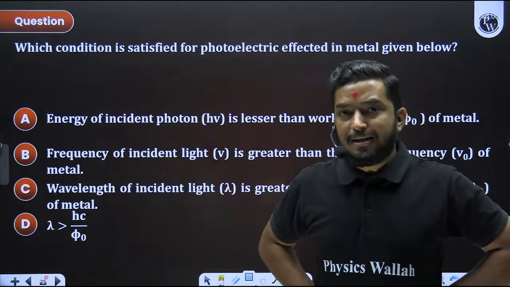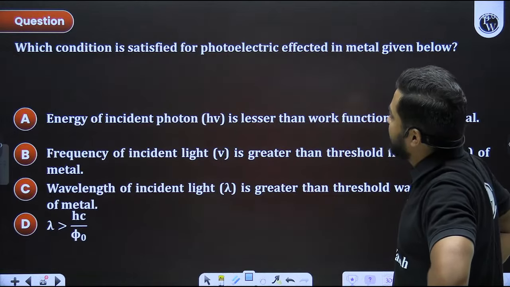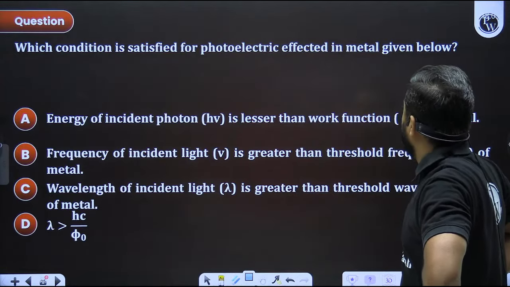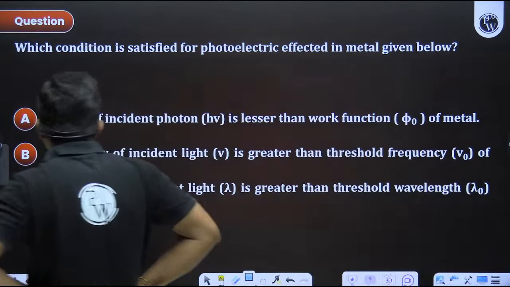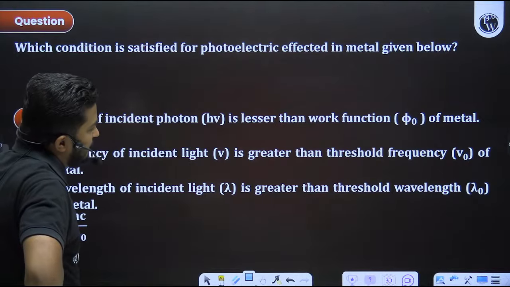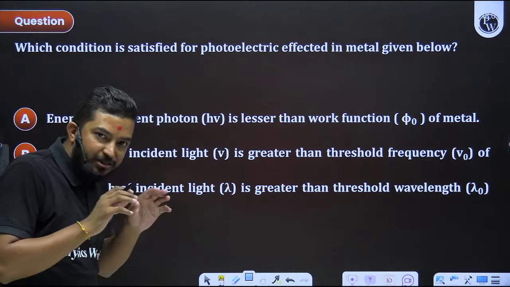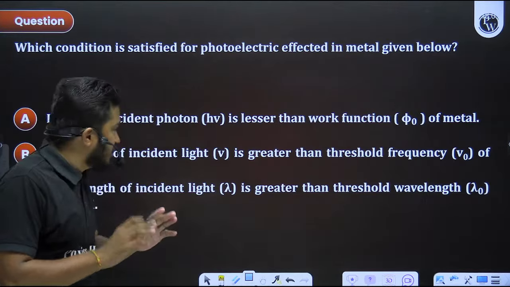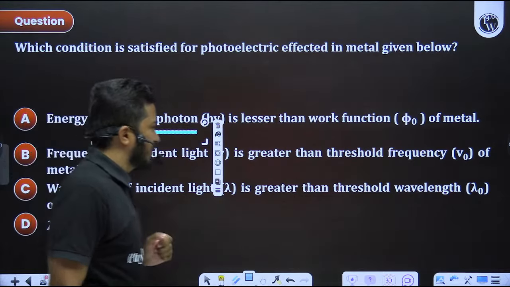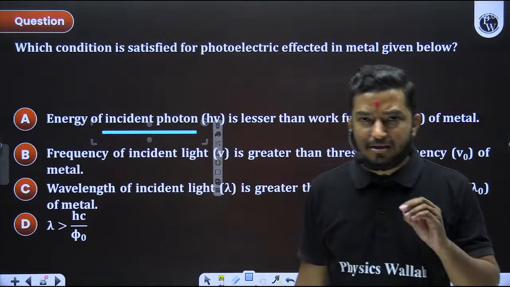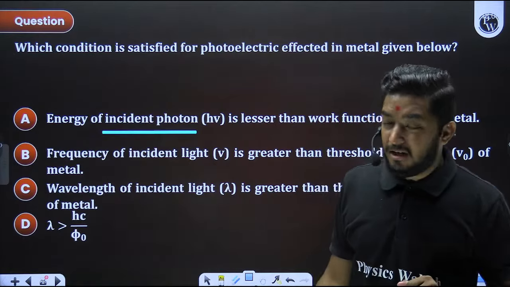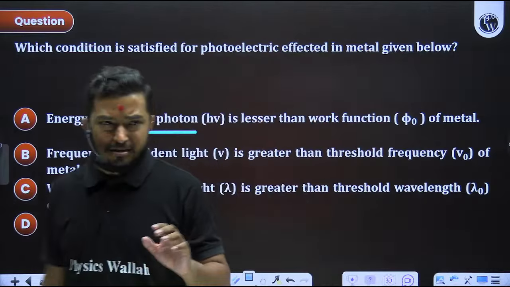स्टार्ट. For the next MCQ, which condition is satisfied for photoelectric effect in metal given below? Sir, energy of incident photon is lesser than work function. So if the incident photon energy is less than the work function, there is no emission of electron from any of the metal. So first option is definitely wrong.